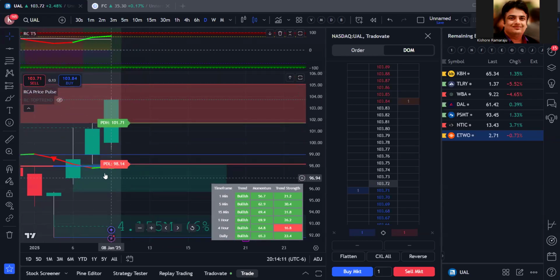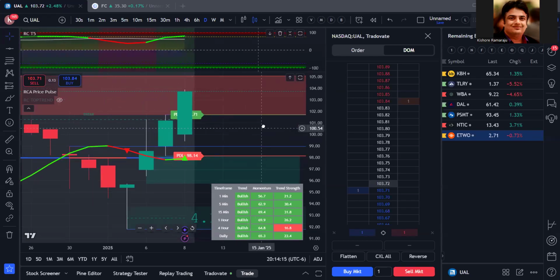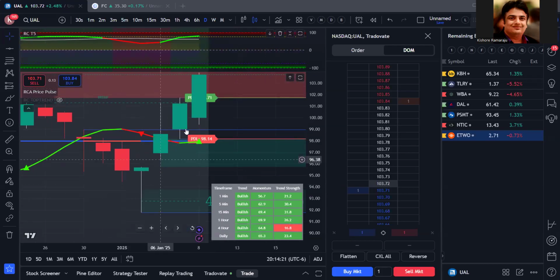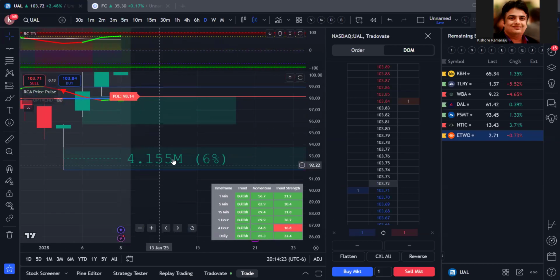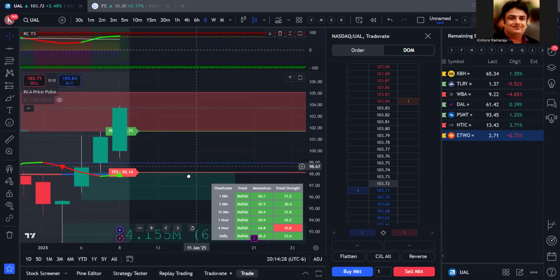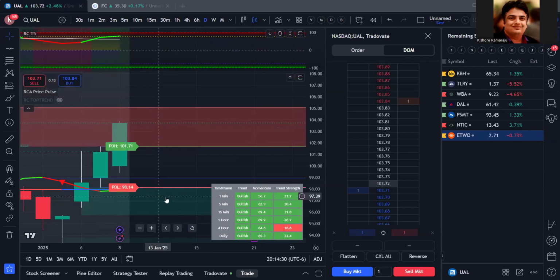It will come, touch this green line or blue line, and then bounce back. Those pullbacks: it went up 4-5 days, then you got a small pullback, then again big companies started buying. Then you can buy it. So again, it will come, touch this, and again it will go up.